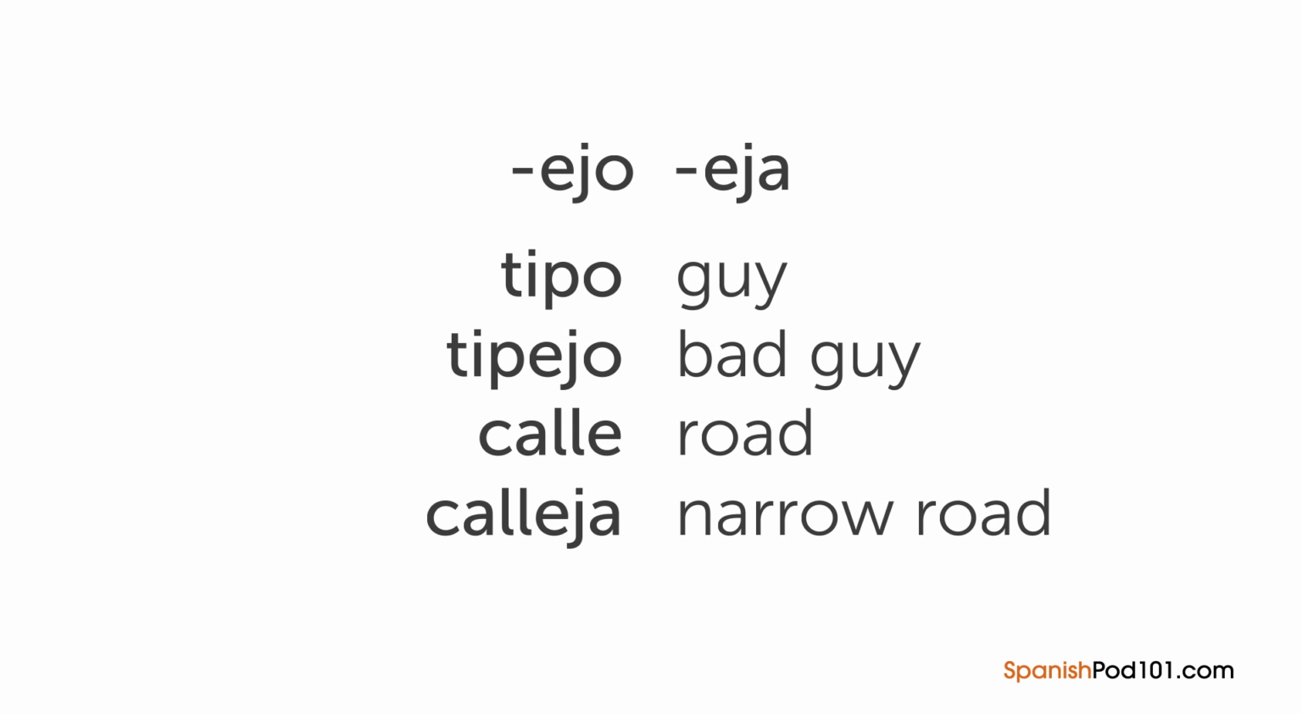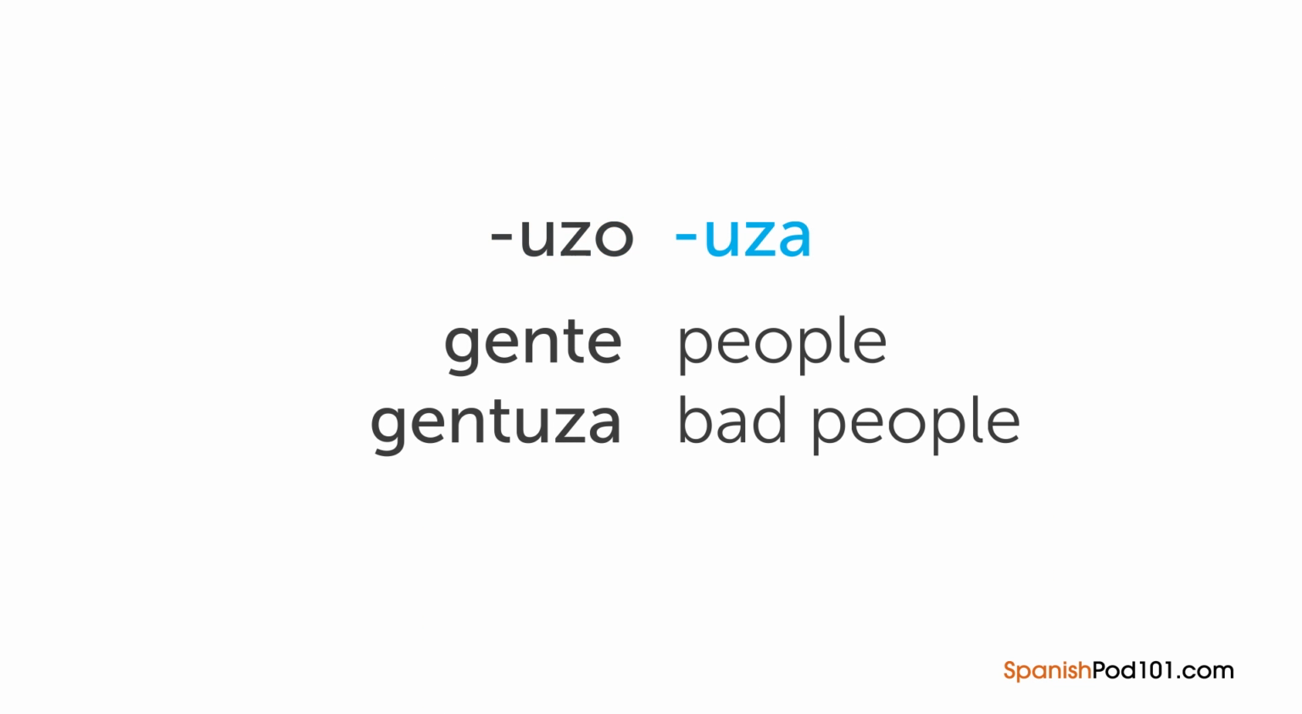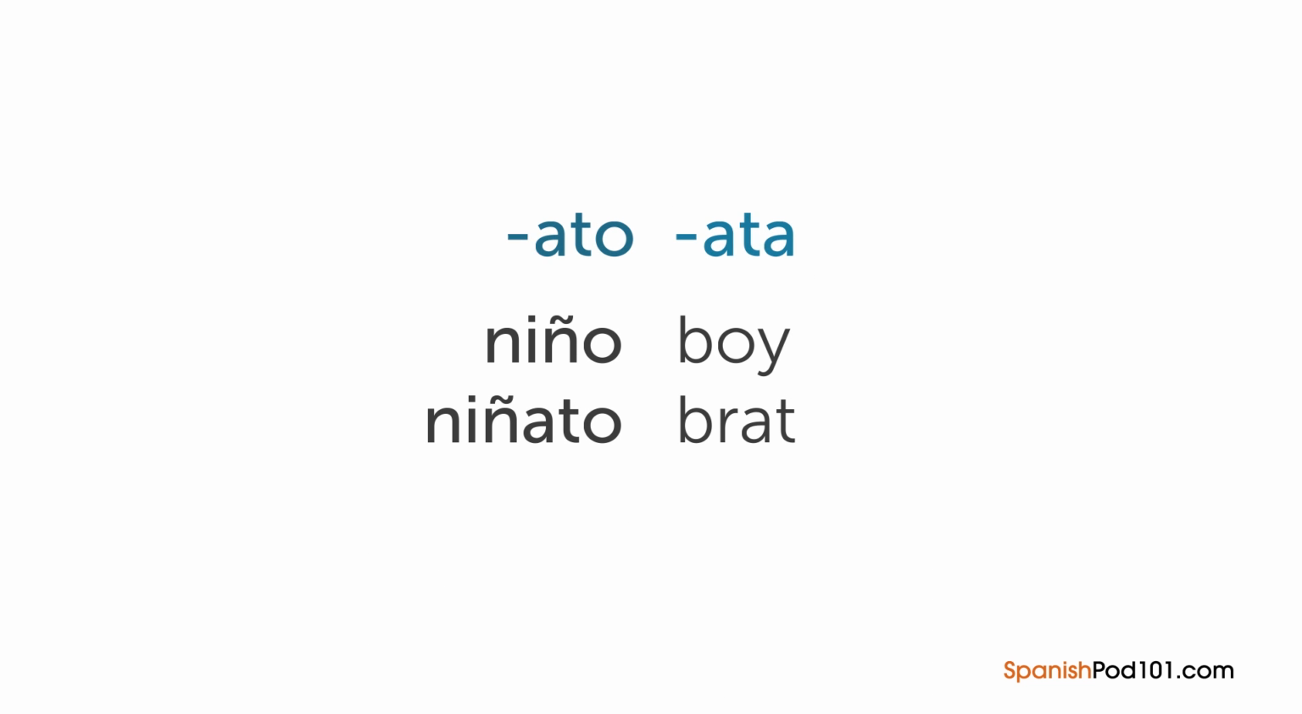Here we have other less common pejorative suffixes, like ejo or eja, changing tipo, meaning guy, to tipejo, bad guy, calle, meaning road, to calleja, narrow road, or uzo or uza, from gente, meaning people, we get gentuza, bad people. All of these examples are used pejoratively. Lastly is ato or ata. You could use this for the word niño, boy, and get niñato, brat. Be careful with this word because it has a really bad meaning and can be considered an insult as well.